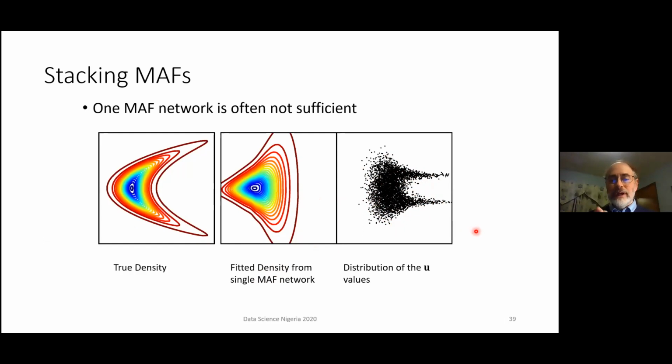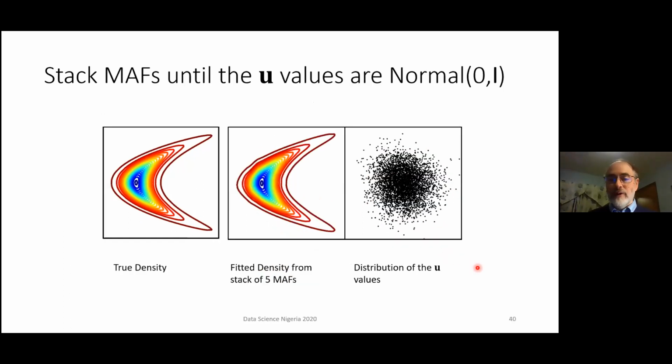So what you can do is take these U values and say, okay, let's model this distribution by another masked autoregressive flow. And if you do that 5 times, you end up with this fit. Here is the true density, here's the fitted density, and this is what the deepest U values look like. And now they look like a nice Gaussian cloud of points. And so that's how you can decide how many of these MAF modules to stack in order to get a good fit. So this is a very intriguing idea.